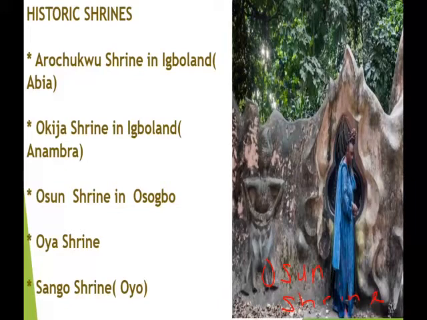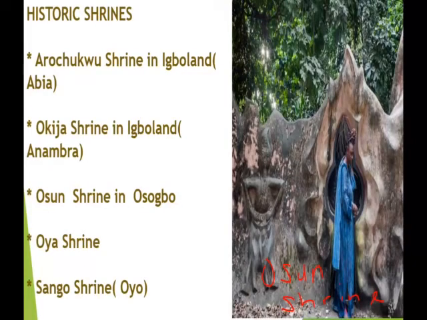Now, a shrine is a holy place where adherents, adherents simply meaning people that are dedicated to something, where adherents of traditional religion worship gods and goddesses. This shrine can be found in different places in the community, in the houses of priests, in palaces of kings and other places within a community.